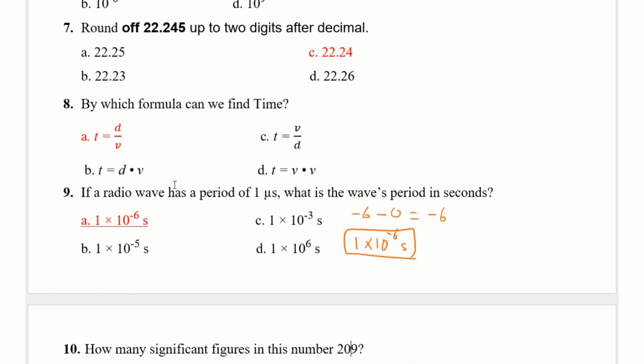Okay, by which formula we can find time? T equal what? D over V. T equal D over V. From where I get V equal D over T and T equal D over V.